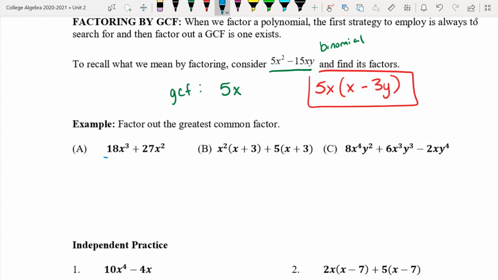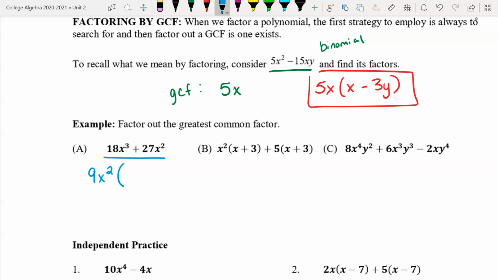So an example, this one right here. Think about 18 and 27. The greatest common factor they have in common would be 9. And also think about how many x's I can pull out. Well, I can pull out x squared because that's the smallest exponent. That's what you're looking for. So if I have x cubed, x squared, and x, I would pull out an x. It just depends on the problem.